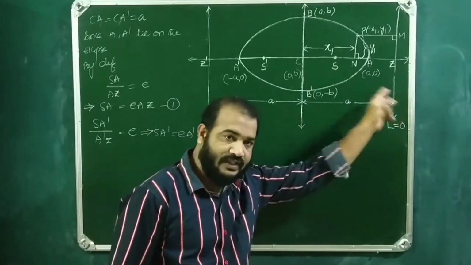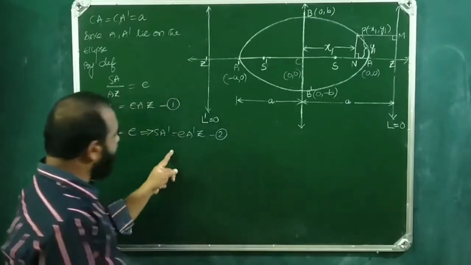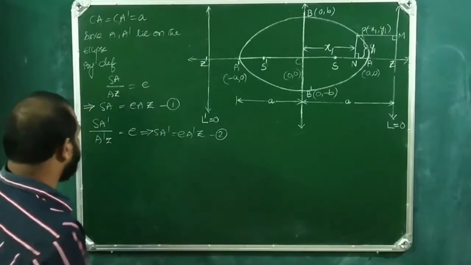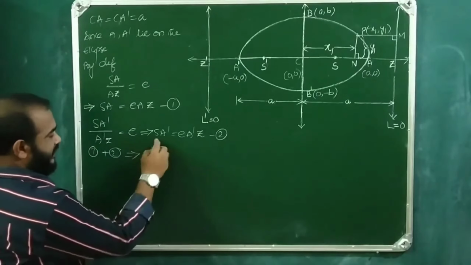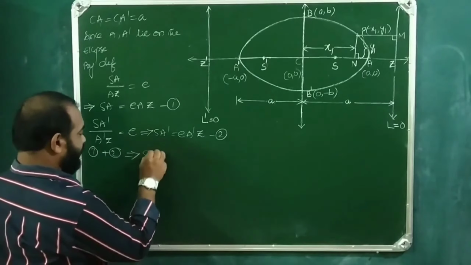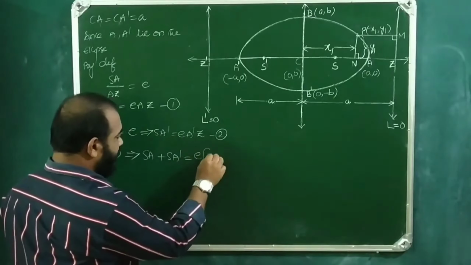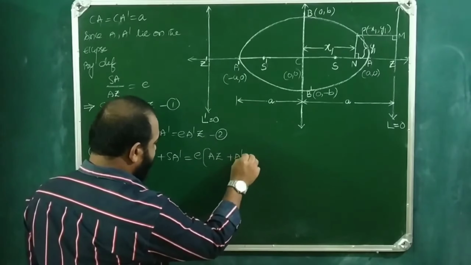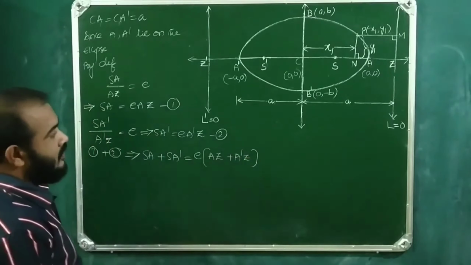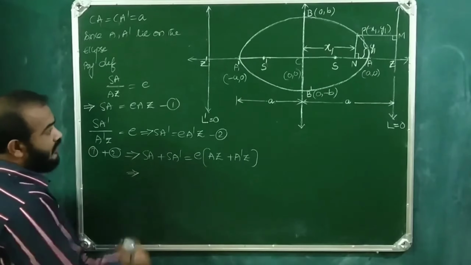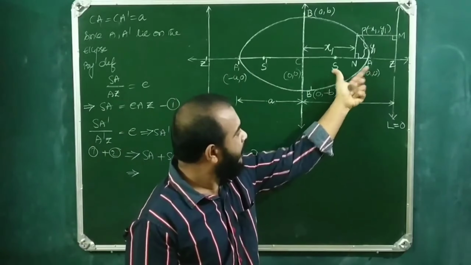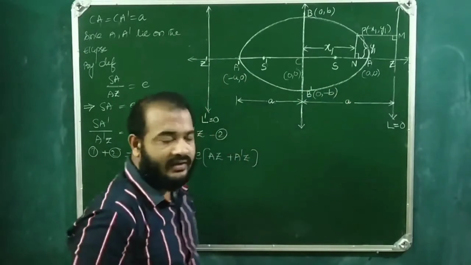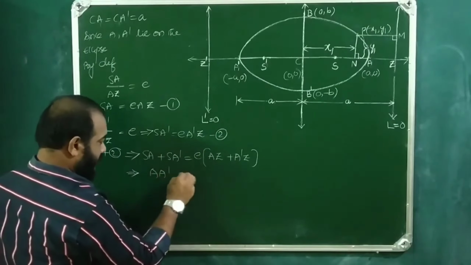Now our intention is to find the distance from the center to the focus and from the center to the directrix. For this, I will add 1 and 2 and subtract 1 and 2. So 1 plus 2 gives SA plus SA dash is equal to E times AZ plus E times A dash Z. Take E in common, then this is AZ plus A dash Z. SA plus SA dash is total AA dash only.